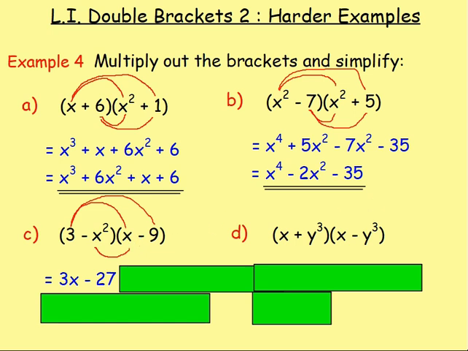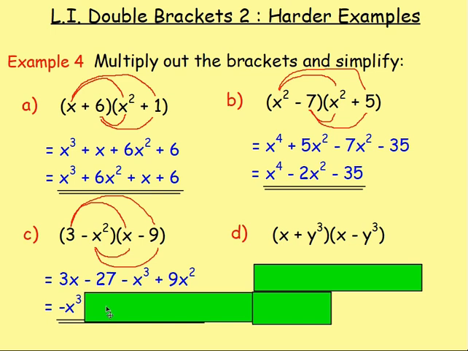Negative x squared times by x is going to be negative x times x times x. So it's negative x cubed. And negative x squared times by negative 9. 2 negatives make a positive. And x squared times 9 is just 9x squared. Can that one be simplified? No, it can't. You're right, it can't, but I'd probably be writing it so the highest power here is x cubed. So write down negative x cubed, then write down the x squared, then write down the x's, and then write down the number that's on its own.